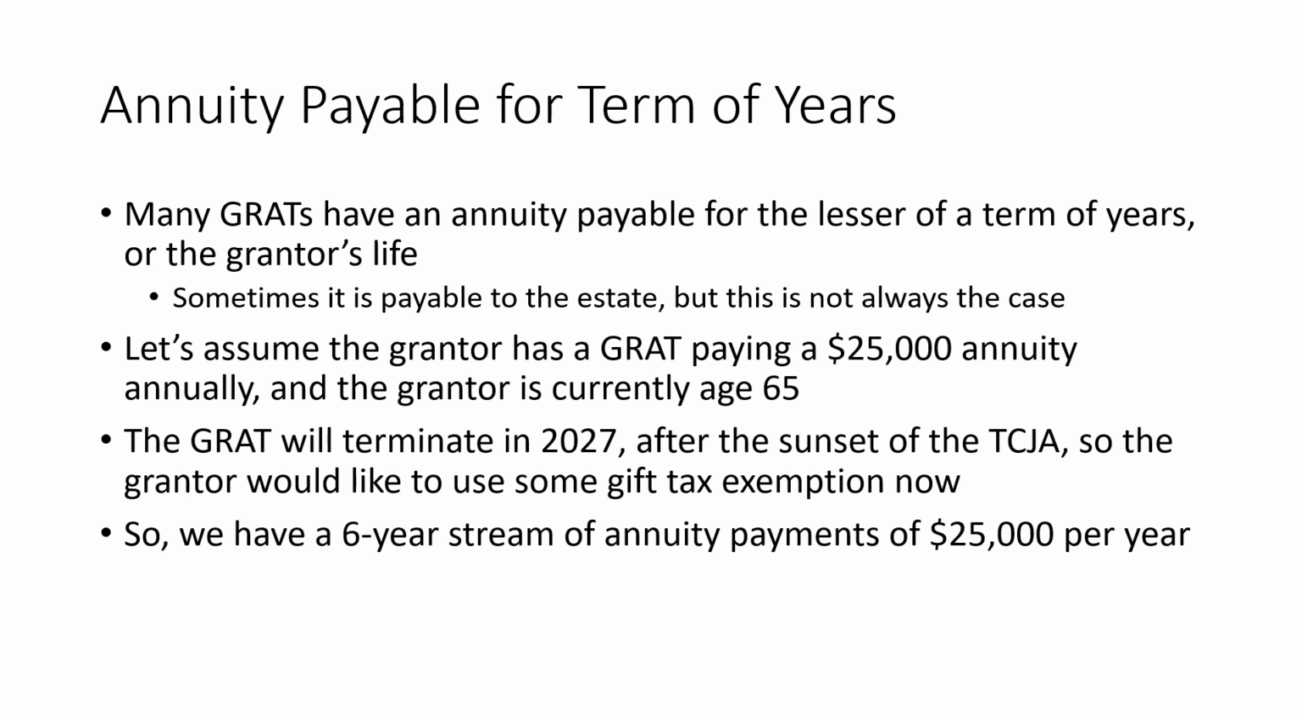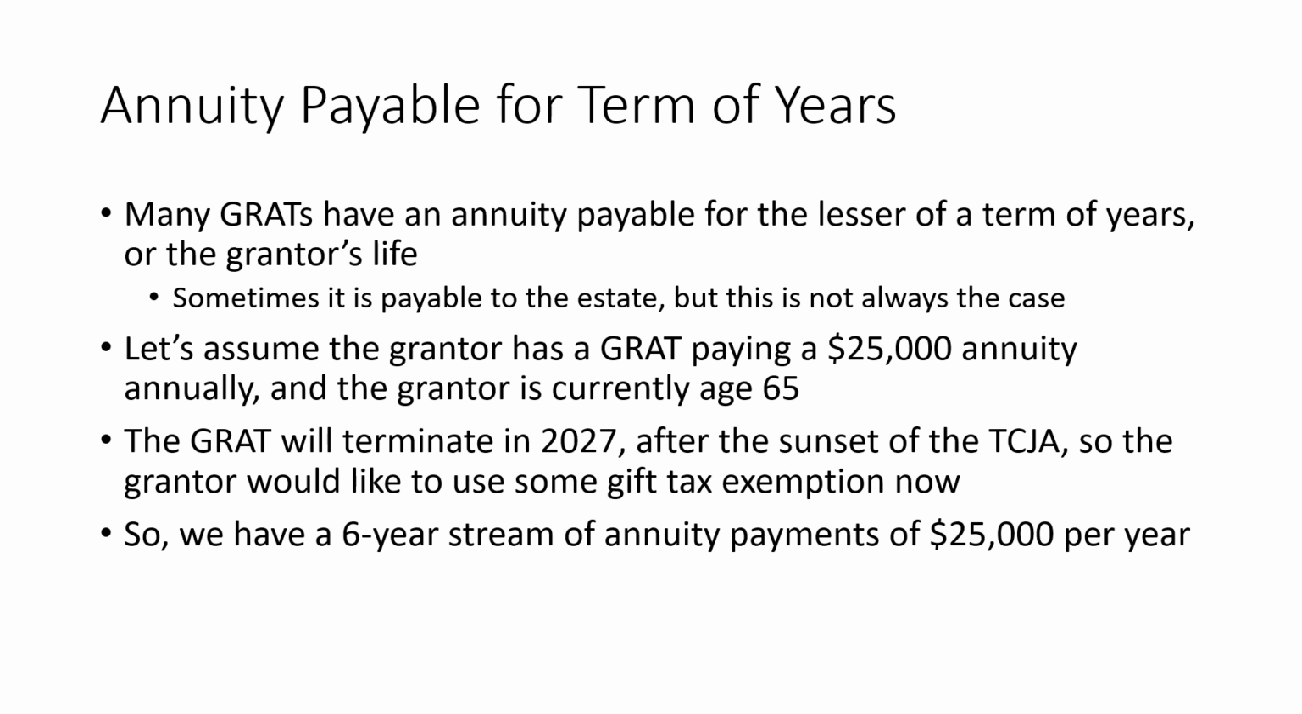Now, under the terms of the GRAT, it will terminate in 2027, which will be after the sunset of the Tax Cuts and Jobs Act. So the currently high exemption of $11.58 million is going to go down by 1/2 at that point, if not sooner changed by legislative action. So what the grantor would like to do is use some of that gift tax exemption now, because the grantor doesn't need this ongoing annuity stream.